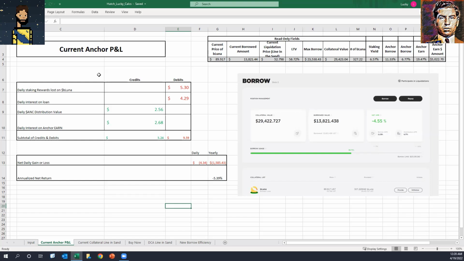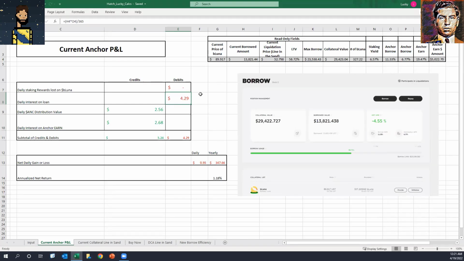The first one is probably the most complicated, row 7, daily staking rewards lost on bLUNA. Most people just put that to 0 for a second, and we'll come back and revisit that. The second one, people do get. That's the daily interest on the loans, that borrow APR. Maybe show them where they got that again. Yeah, so this would be your current borrowed amount times whatever the borrow rate is, divided by 365.